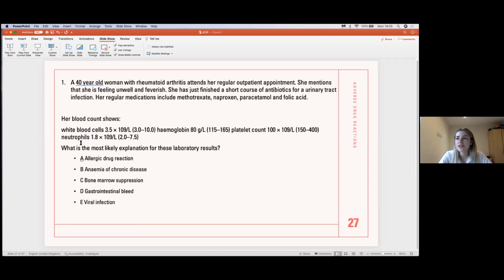So I'll let you read her blood count because I won't bore you by reading lots of levels. And then after looking at that blood count, I want you to decide what the most likely explanation for these lab results is. A, an allergic drug reaction, B, anemia of chronic disease, C, bone marrow suppression, D, gastrointestinal bleed, or E, viral infection. I'll give you a minute or so.